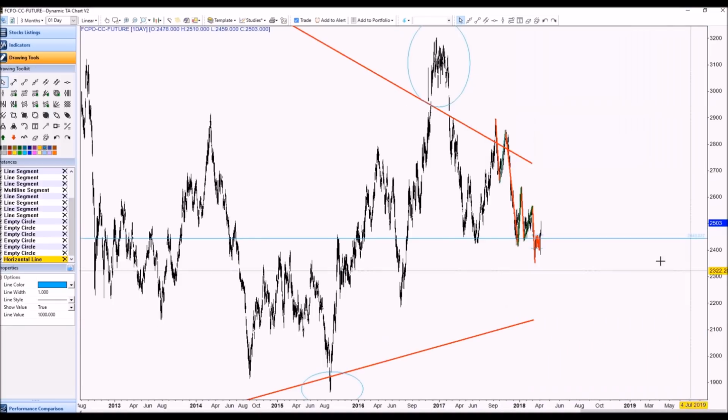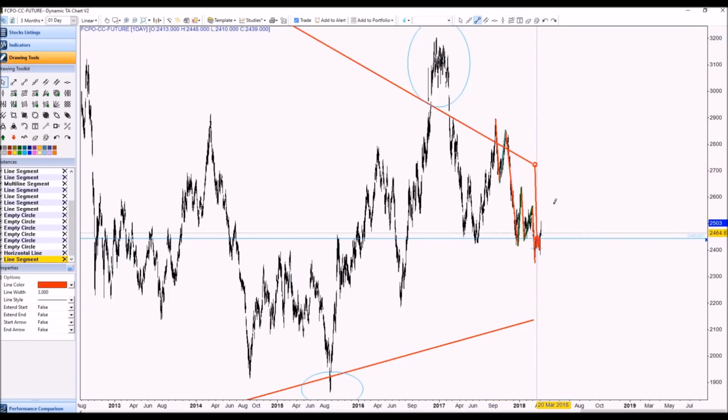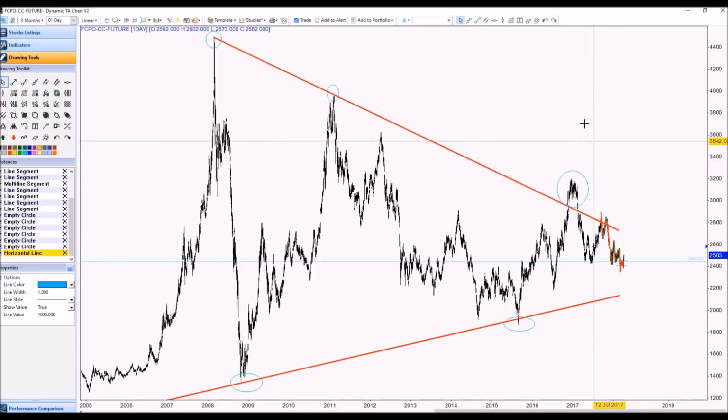Now our line touches around 2,444. Okay, let me check the balance, the symmetry. Okay, quite nice. If in this case price moves above this line, price moves above this line, what should we do?